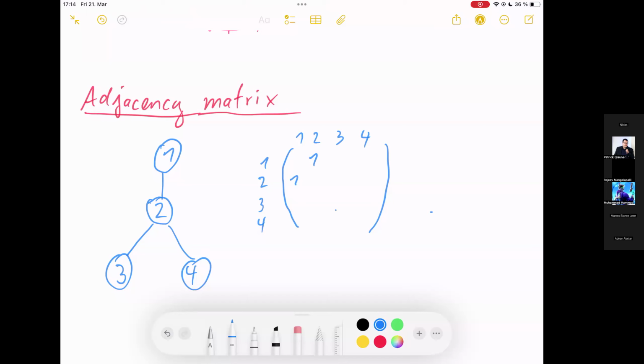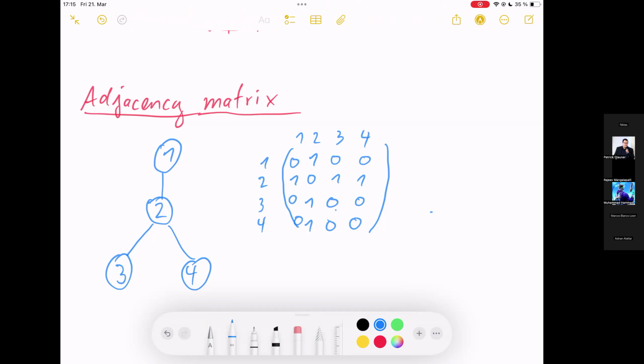The 2 is also connected with 3 and 4. And 3 and 4 are connected with 2. So 3 is connected with 2. And 4 is connected with 2. And all these other entries are 0. So this is our adjacency matrix for this graph.